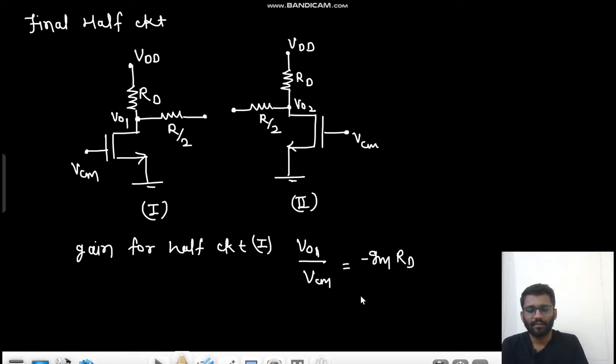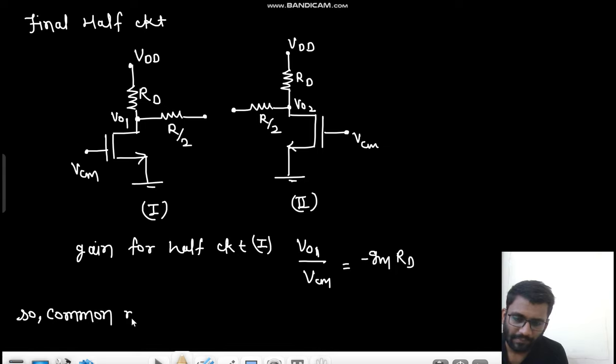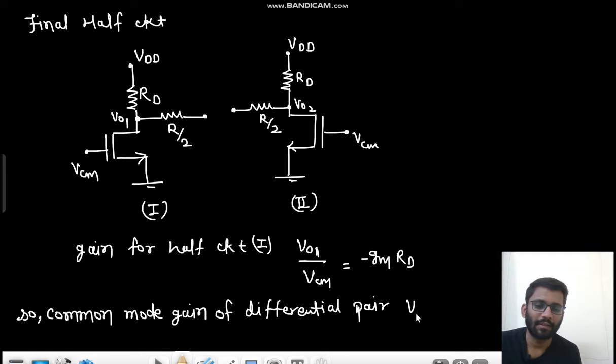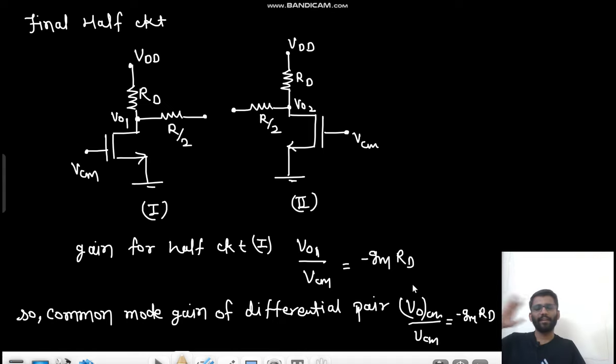Okay. So the common mode gain of differential pair is V0 CM by VCM. That is minus GMRD. Whenever you make half circuit, just find the gain of one stage. Find the gain of one stage, that would be enough. Okay.